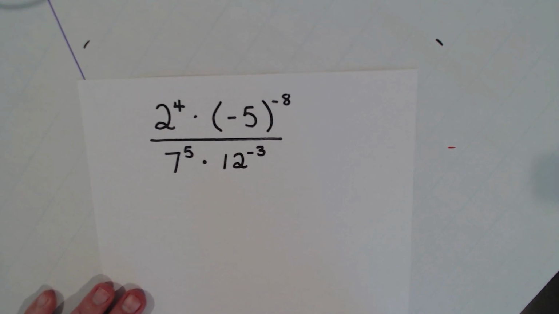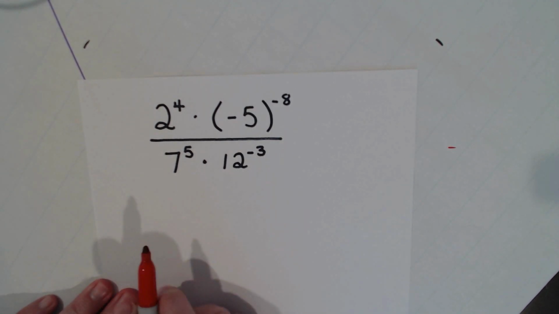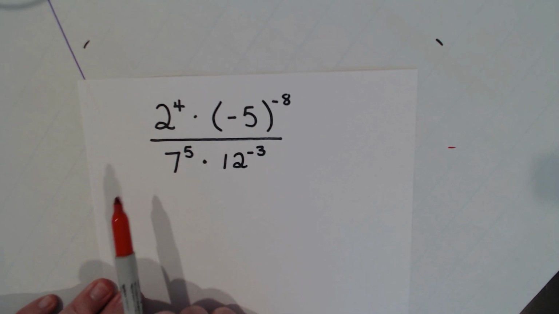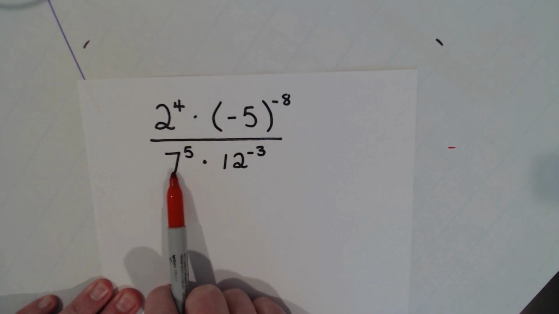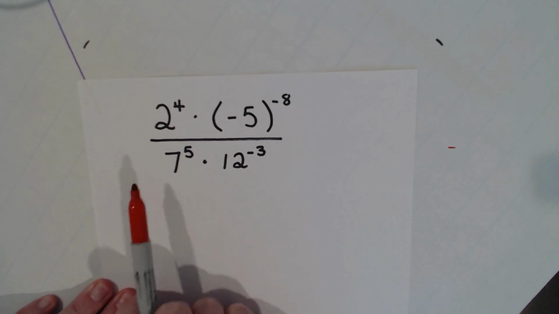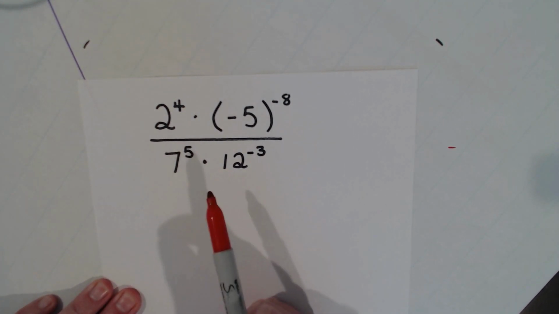Number 10 is already written as a fraction. Since it's already written as a fraction, I need to look and see what has a negative exponent. Some of these bases are going to stay where they are. My bases are 2, -5, 7, and 12. Some of those numbers are going to stay where they are, and some of them are going to move.